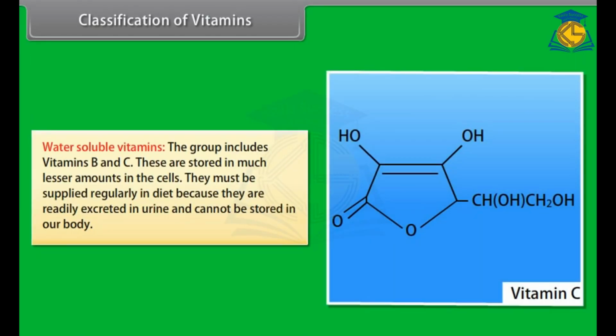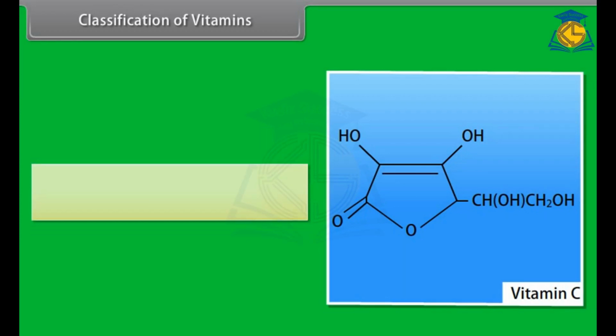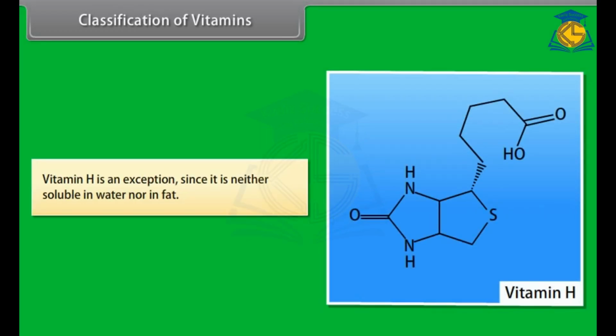Water-soluble vitamins. The group includes vitamins B and C. These are stored in much lesser amounts in the cells. They must be supplied regularly in the diet because they are readily excreted in urine and cannot be stored in our body. Vitamin H is an exception, since it is neither soluble in water nor in fat.